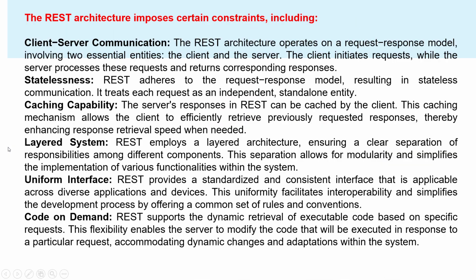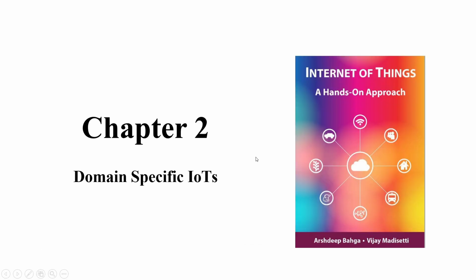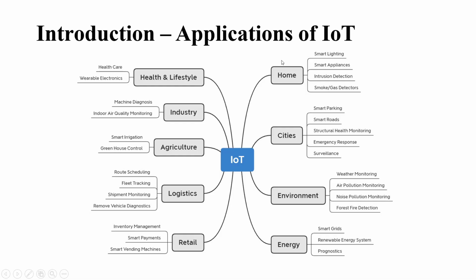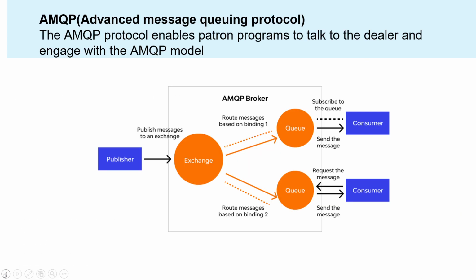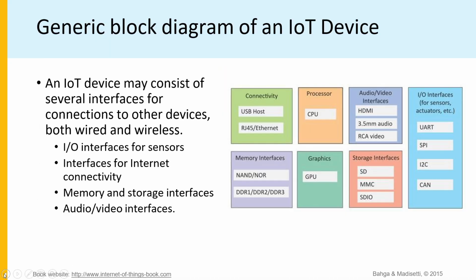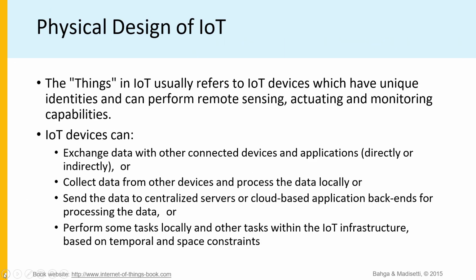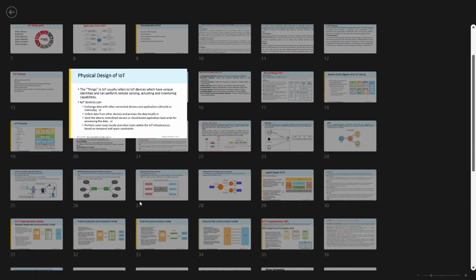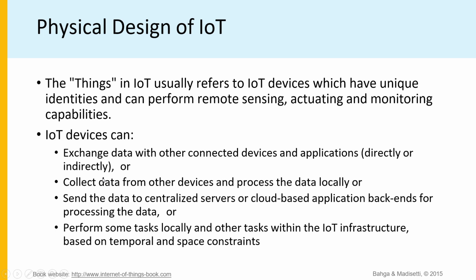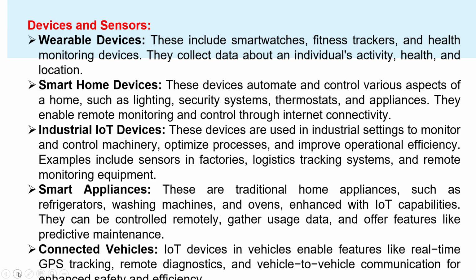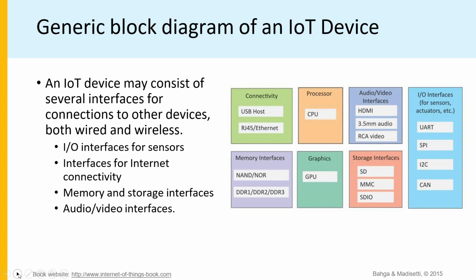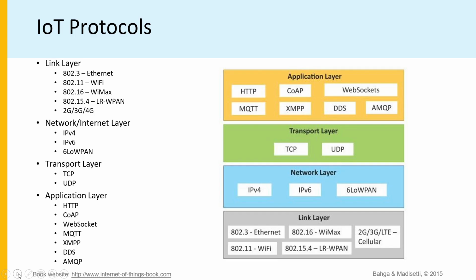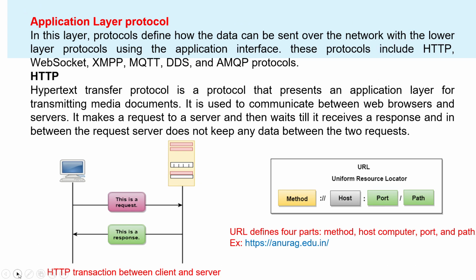Once again, let me recall the complete physical design. Just a second, let me go back. Yes, physical design of IoT. The first part is about the things. Things, nothing but the smart devices. That's why we are discussing devices and sensors. That is the first part of physical design. Second is the generic block diagram. Third part is IoT protocols. With this, the physical design of IoT is completed.